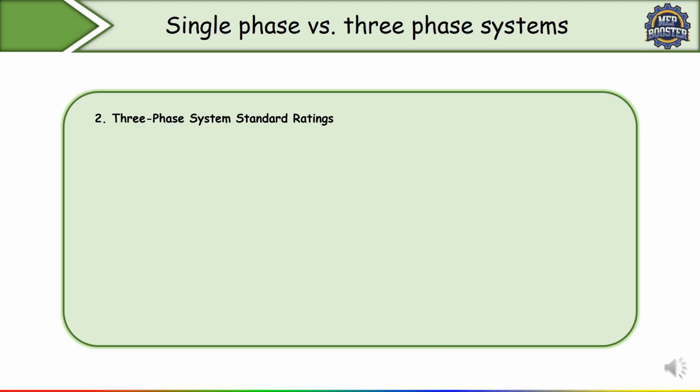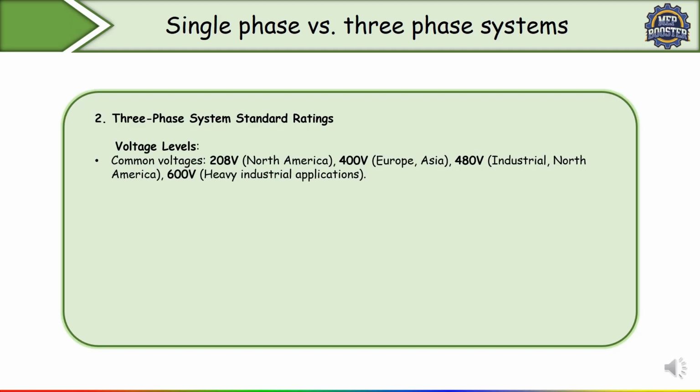In the same way, now you can see the three phase system standard rating. Voltage level: common voltage in North America is normally 208. North America, now I think all of you know that, means USA, Canada, etc. The standard voltage rating should be 200 for a three phase system, and 400 volt in Europe or Asia, 480 volt in industrial North America, 600 volt for heavy industrial applications.